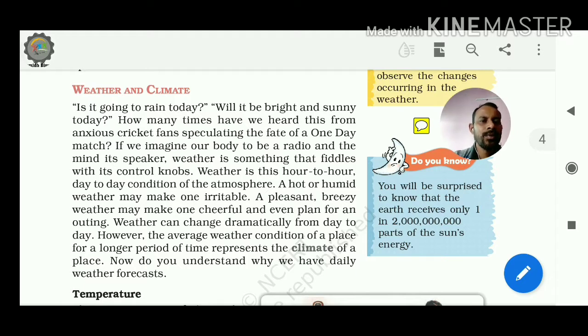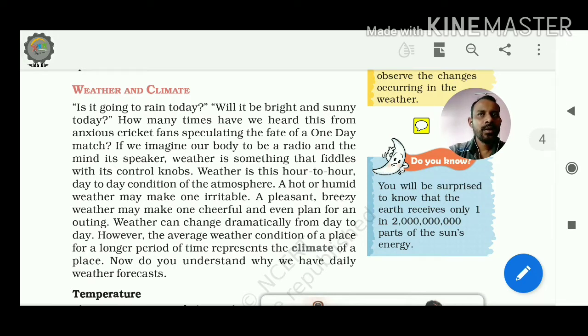So look at your textbook. The weather is the hour-to-hour, day-to-day condition of the atmosphere. A hot or humid weather may make one irritable. So this is an example of weather.